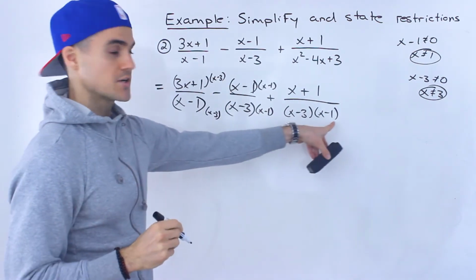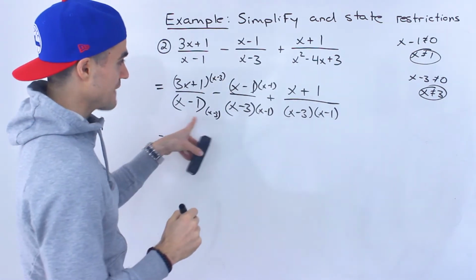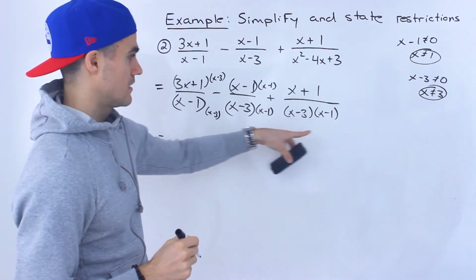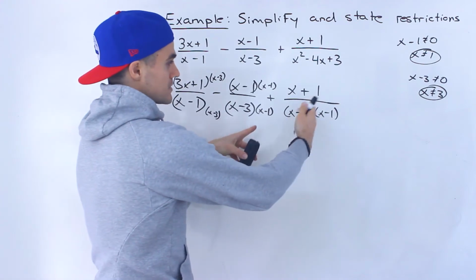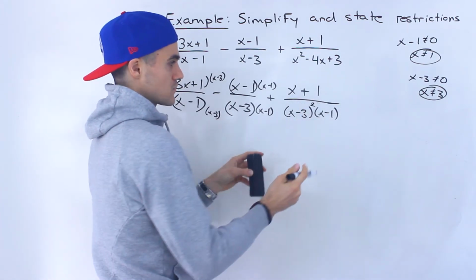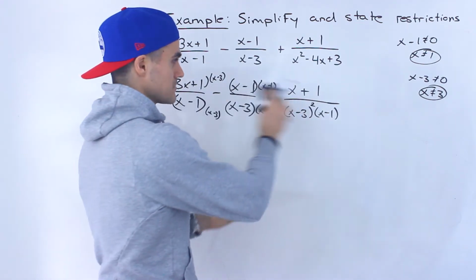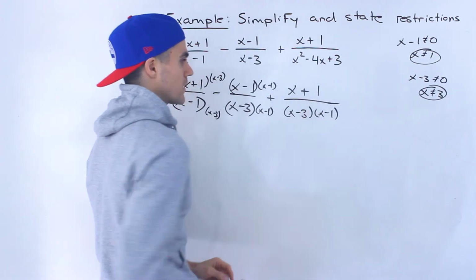Right? So the lowest common denominator is this. When you have factors that are repeating, you just have to write that factor once. We wouldn't multiply these two, so there wouldn't be an x minus 3 squared. You can actually do that, but then the simplification after is going to be crazy.